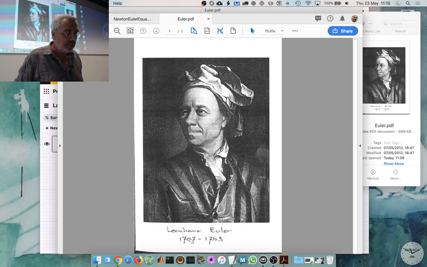Look at the dates, 1707, 1783. How old was Euler when he died? 70 something, right? Same for Newton, who was a little bit earlier. He was also almost 80 years old. In those days, what was the average age of people? 40, nothing more. So what do we learn from this? Doing mechanics is a very healthy profession, right? You have a long, prosperous life.